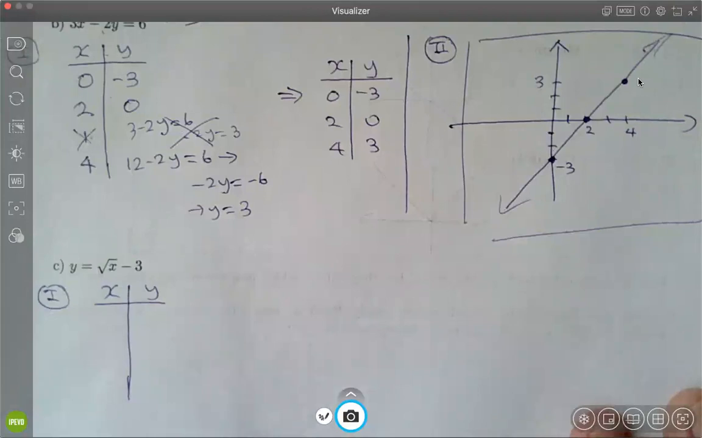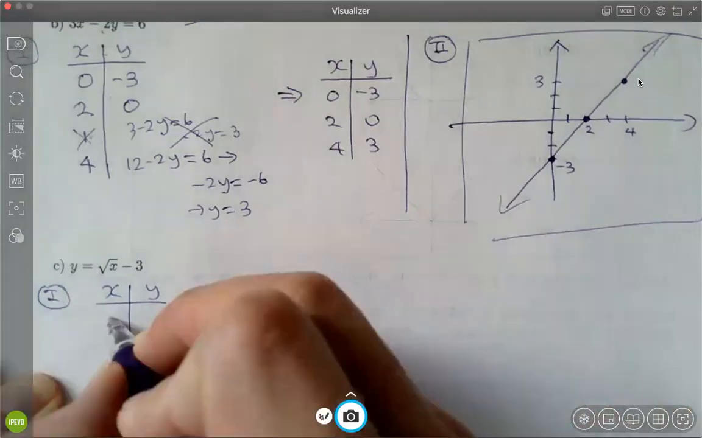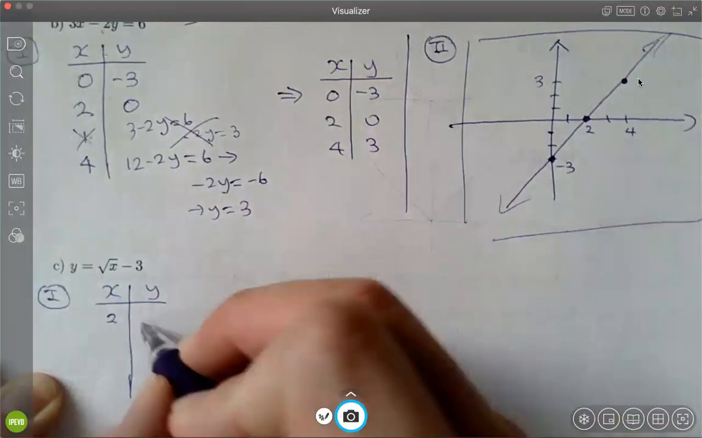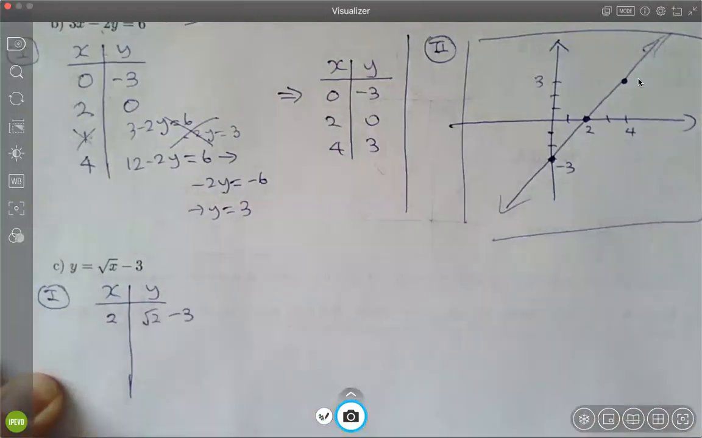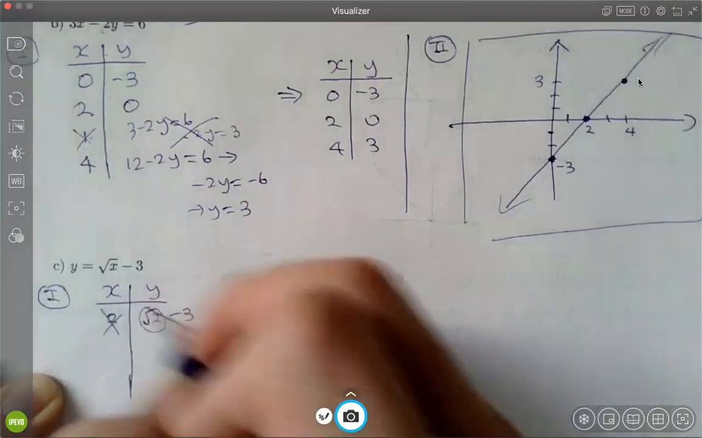You see why? For example, what if you chose x being equal to 2? Then you have square root of 2 and then minus 3, right? Now, even though we don't see a fraction, what's the issue here? That's not a whole number, right? It's just square root of 2 minus 3, and that's an irrational number, right? So in particular, 2 doesn't work.